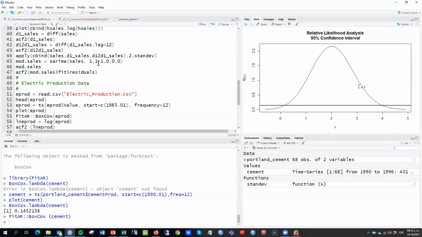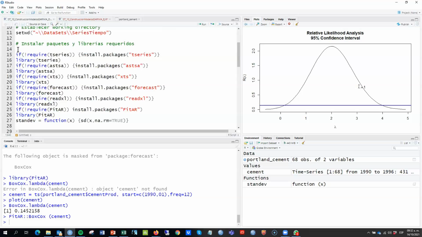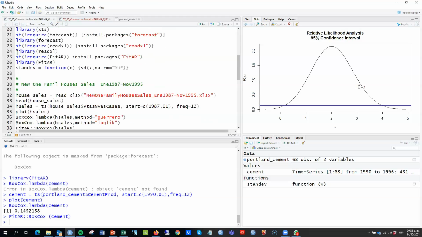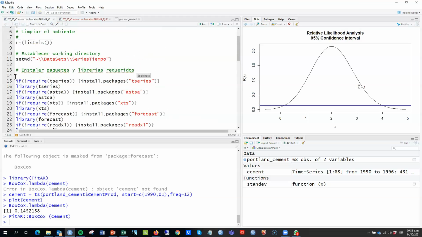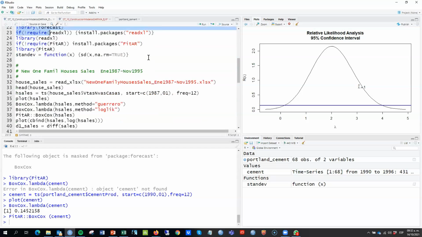Production data. Okay. I think I already installed all the packages. I think I did. No, doesn't matter. If I do it again, it doesn't matter. Okay.